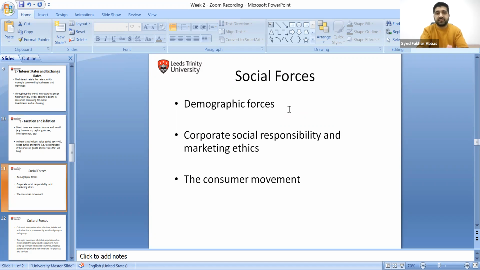Then social factors. Social factor means demographic forces, corporate social responsibilities, and marketing ethics and consumer movements. So these are the basic three social factors. Those impact companies, businesses and business environments.